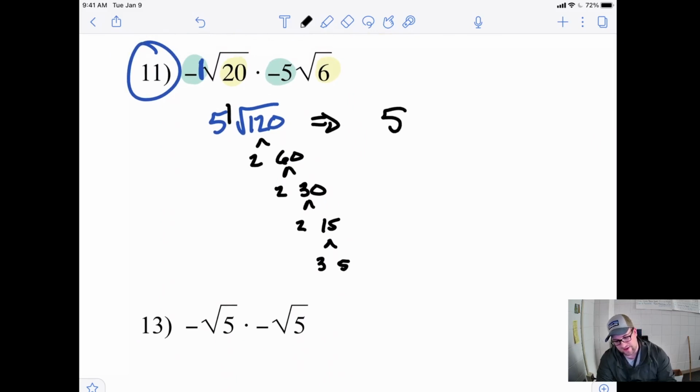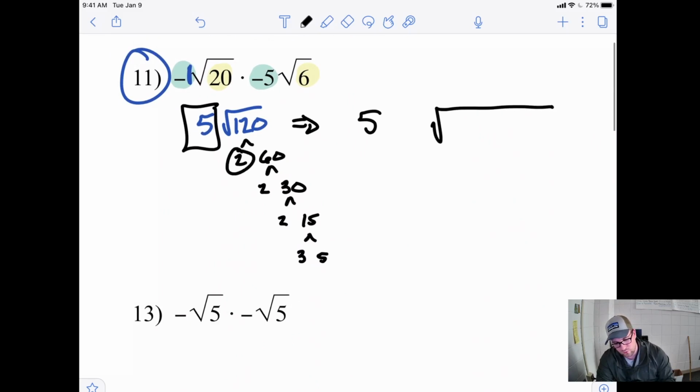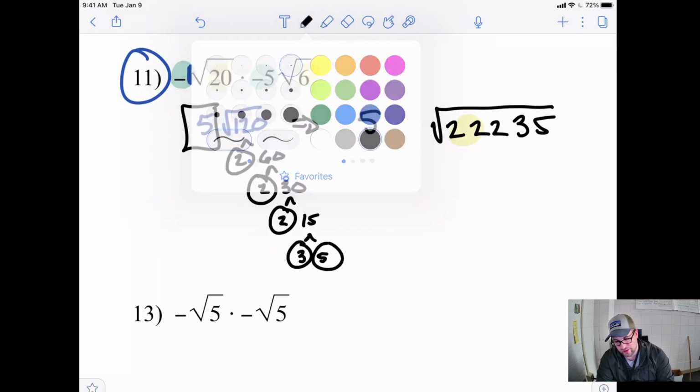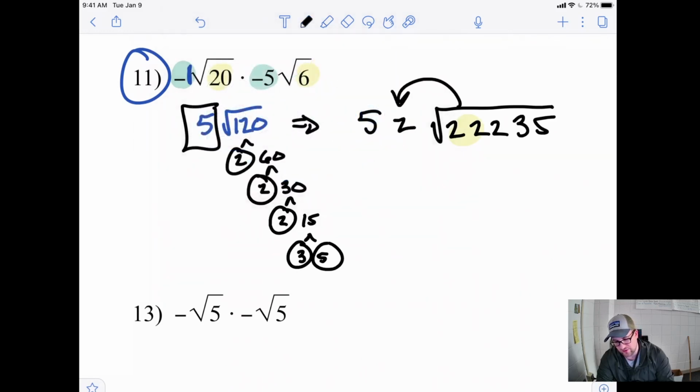You got your 5 on the outside, right? Then we got our big old square root. We're going to have 2, 2, 2, 3, 5. Pull out them pairs. So if I have two 2's, we pull a 2 to the outside. 5 times 2 gives us 10. Remember, once I pair it up, those 2 disappear. So what was left inside? Well, I had a 2, a 3, and a 5.